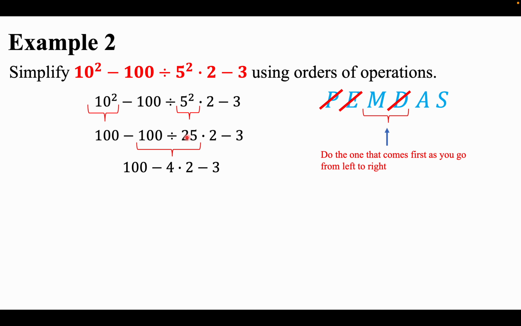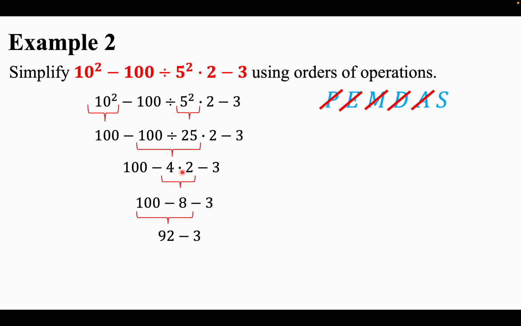Bring the rest down. And then we have multiplication, so I have to multiply before I can add and subtract. So 4 times 2 is 8, so you get 100 minus 8 minus 3. We don't have addition. We can subtract those two from the left-hand side, and then subtract those two to get the final answer.